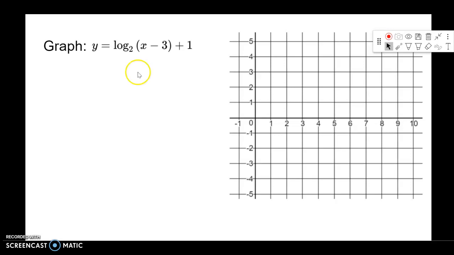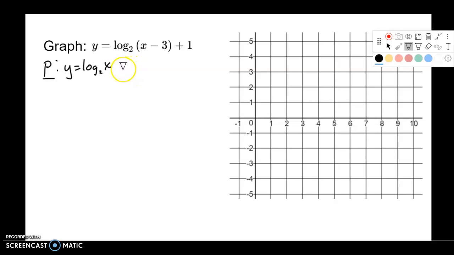All right, so let's take a look at our first graph. We're going to try to graph y equals log base 2 of (x minus 3), plus 1. The first thing we want to do is identify the parent. The parent graph is y equals log base 2 of x. That's going to have no transformations on it.